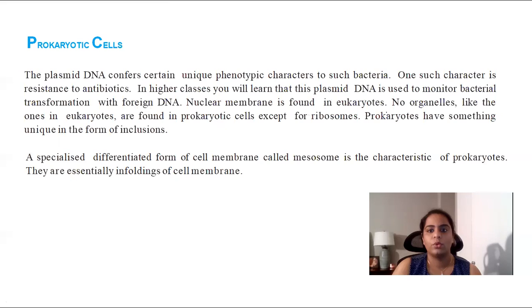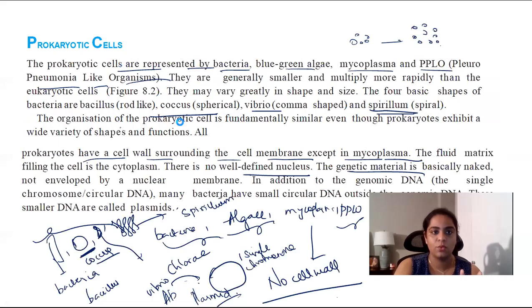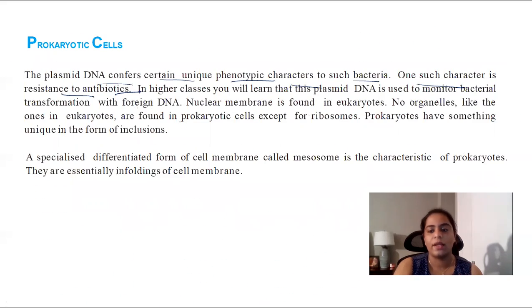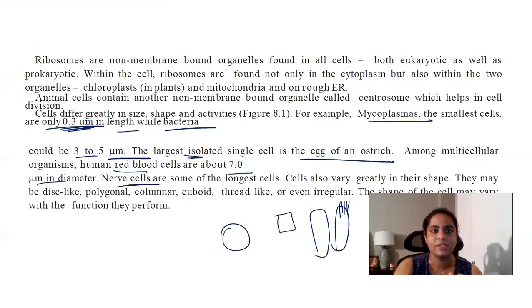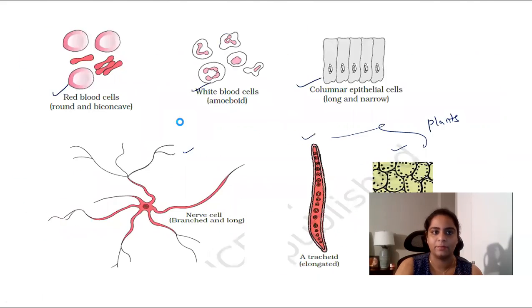So, yeah, the plasmid DNA confers certain unique phenotypic characters to such bacteria. One such character is resistance to antibiotics. You will learn about this later. ठीक है. तो यहाँ तक that we have studied, we have covered. So tomorrow I'll continue with eukaryotic cells. So just let's have a quick recap.